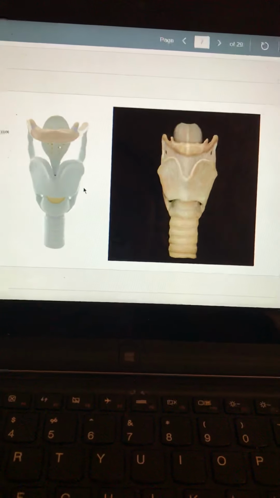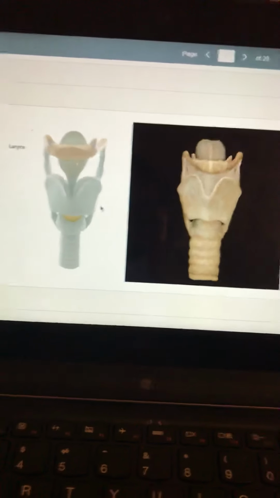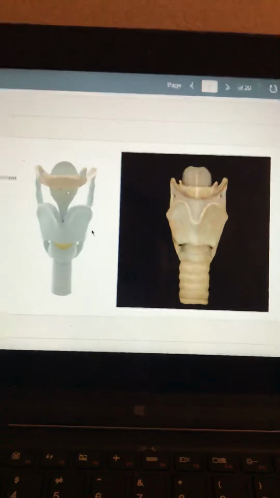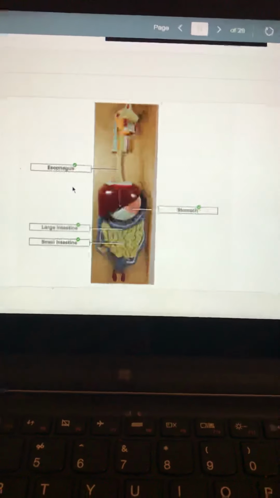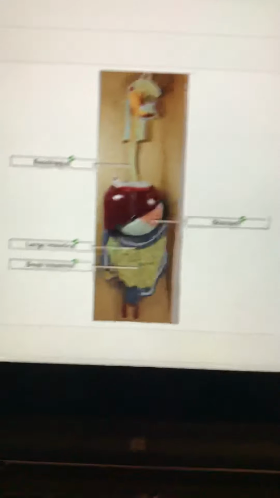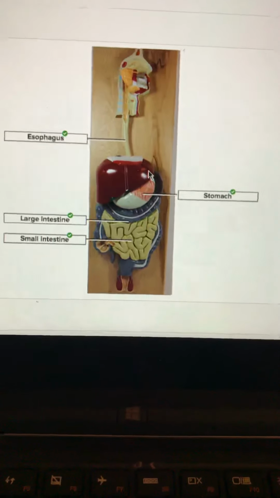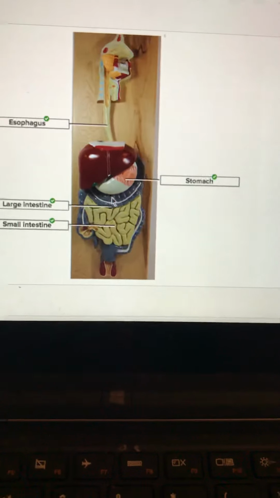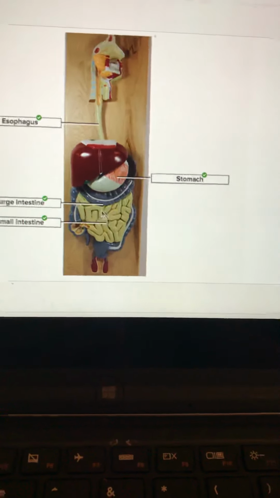Here is the larynx. I'm still working on how to pronounce that. That's kind of positioned in our throat, I would assume. And then here we could see a clear demonstration of the esophagus, the stomach that lies under the liver. The large intestine is like the big worm that is wrapped around the small intestine.